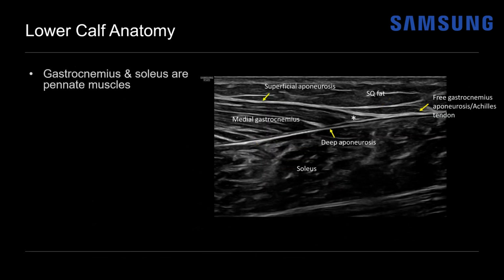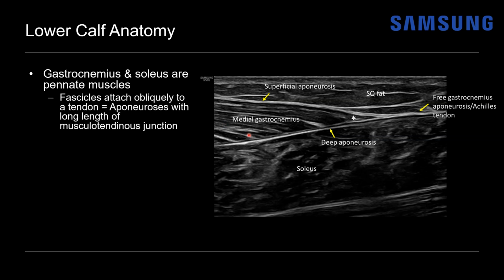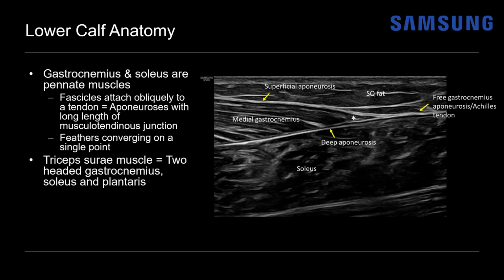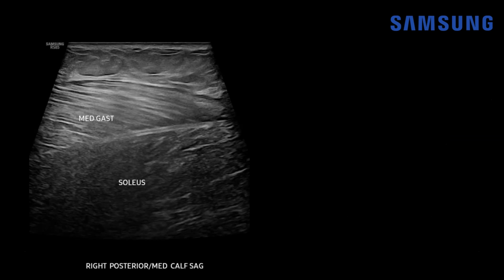So a few other anatomic comments. The gastrocnemius and soleus muscles are known as pennate muscles, meaning that the fascicles of the muscles attach obliquely to a tendon, and that gives an aponeurosis with a long length of musculotendinous junction. So that's different than other muscles like fusiform muscles such as the biceps brachii, which will have a simple short musculotendinous junction. So you can think of this configuration as feathers converging onto a single point. And the term triceps surae muscle is sometimes used to include the two-headed gastrocnemius muscle, the soleus, and the plantaris muscle. As I alluded to on the previous slide, the distal continuation of the gastrocnemius and soleus will form the Achilles tendon.